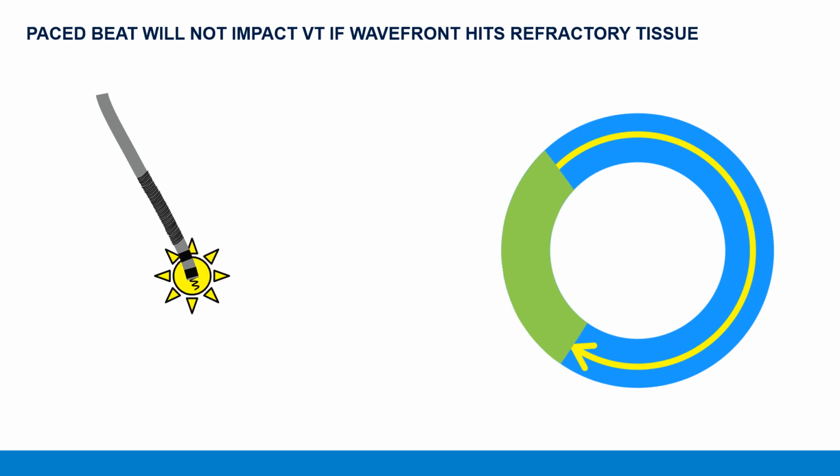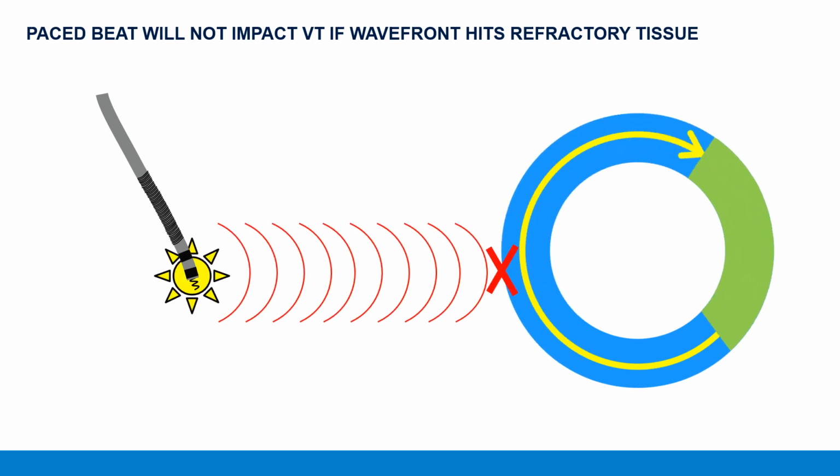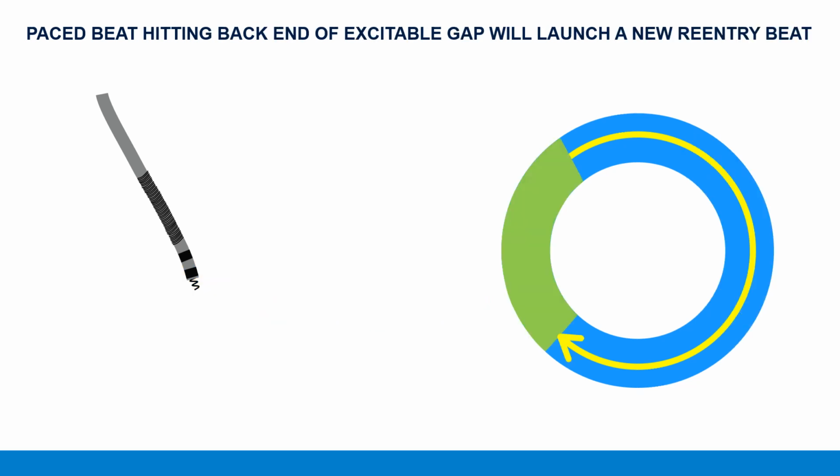If instead we pace and that wavefront hits tissue that's refractory, here denoted in the yellow arrow, then we will extinguish that wavefront and not affect the tachycardia whatsoever. That will continue to rotate uninterrupted. If instead we send a pacing stimulus wavefront toward the tachycardia at a favorable time that the excitable gap is facing us, we will be able to interact with the circuit.